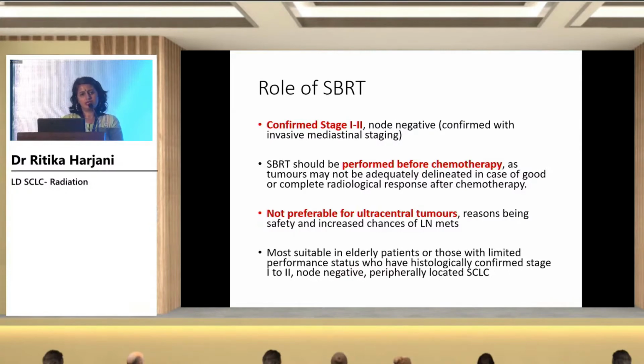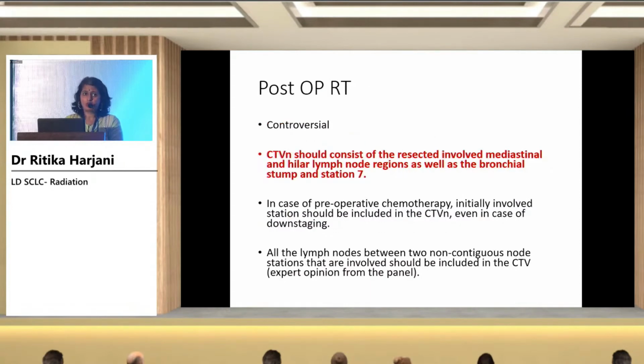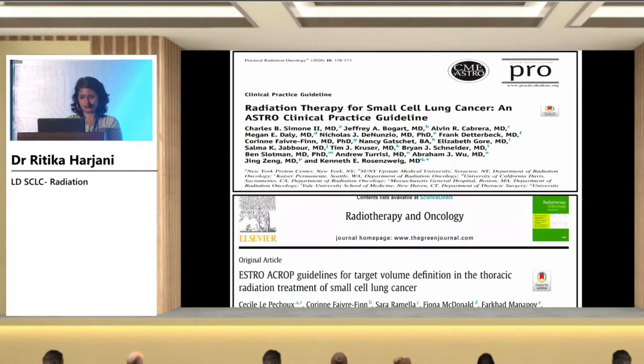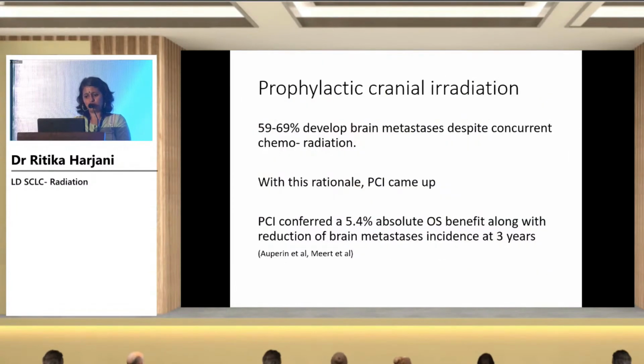True early stage, that is stage 1 and stage 2, where an invasive mediastinal staging has been done, SBRT can now be performed. Generally perform it before chemo because they will respond, and you wouldn't have a target to delineate if we do it after chemo, and it is not preferable for the ultracentral tumors. Again, post-op PORT: if we have gone ahead with surgery in these early tumors, there is some controversial though existent role for post-op PORT, where we treat the involved nodal stations, the bronchial stump and subcarinal station. This is where the majority of what I'm speaking, along with the randomized trials, comes from: the ASTRO guidelines and the ESTRO contouring guidelines.